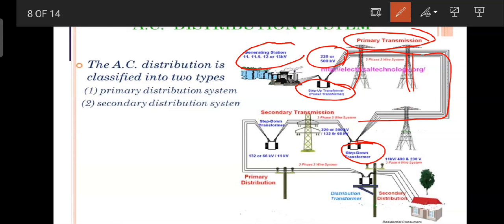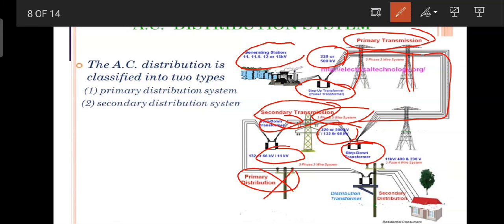And there is a three-wire system, and it is 220 or 500 kilovolt like that, and this is the secondary transmission. And again a step-down transformer converts 66 kilovolt to 11 kilovolt. Okay, then primary distribution is there, to distribute to our college, school and other purposes. Then secondary distribution to our home, it converts 11 kV to 400 volt and 230 volt.